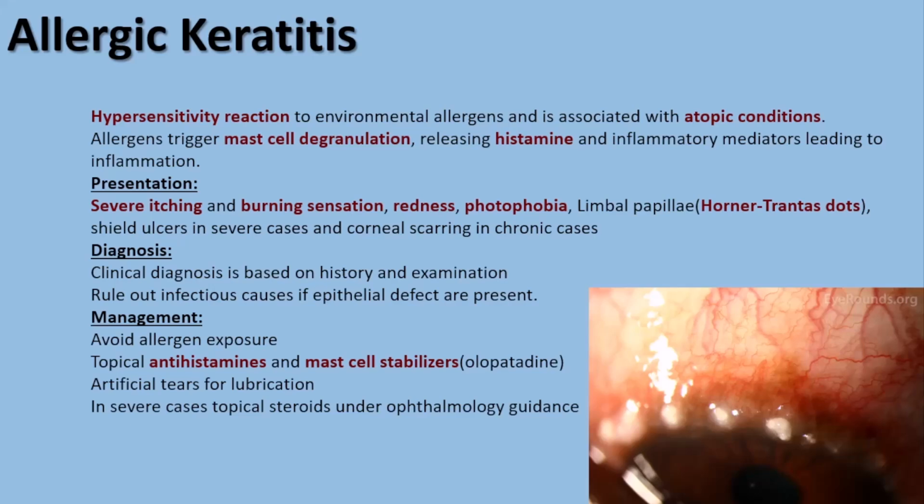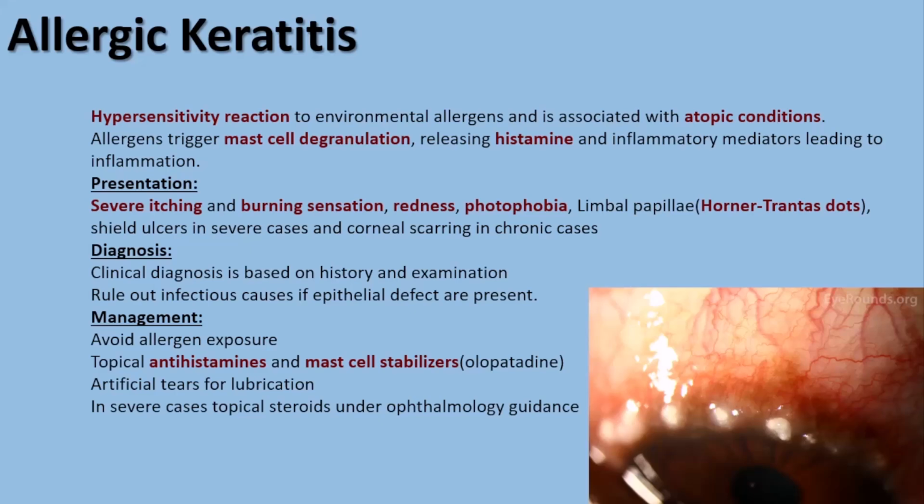Now let's talk about allergic keratitis. Allergic keratitis is due to a hypersensitivity reaction to environmental allergens, and it is associated with other atopic conditions like asthma. In allergic keratitis, allergens trigger mast cell degranulation, which releases histamine and causes inflammation. The presentation would be severe itching, burning sensation, redness, and photophobia, and on the eyelid you are going to see papillae on the limbal surface, which are called Horner-Trantas dots.